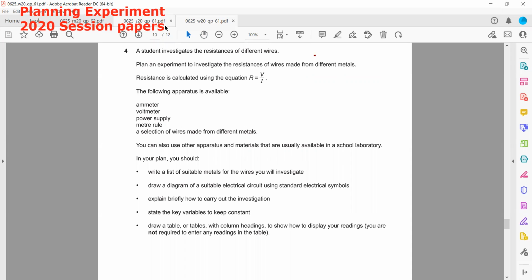This experiment is related to electricity. A student investigates the resistance of different wires. So we have to plan an experiment to investigate the resistance of wires made from different metals. We want to investigate how the resistance of different wires changes. Resistance can be calculated by using voltage divided by current.